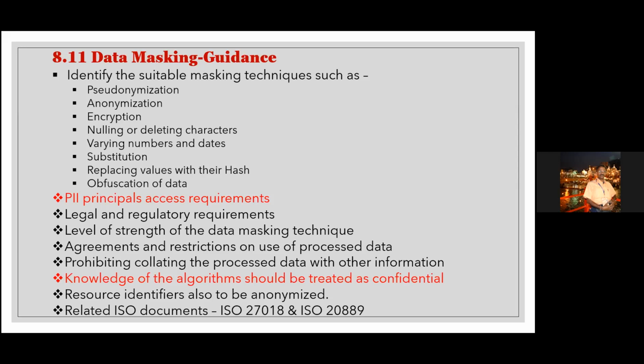Agreements and restrictions on use of processed data. Even though we employ one of the masking technologies, whether that data can be further processed or not has to be incorporated in the agreements when we are sharing data with third parties. Prohibiting collating the processed data with other information. Knowledge of the algorithm should be treated as confidential. The algorithms, technologies or logic used in the data masking should be kept confidential and treated as top priority secrets.